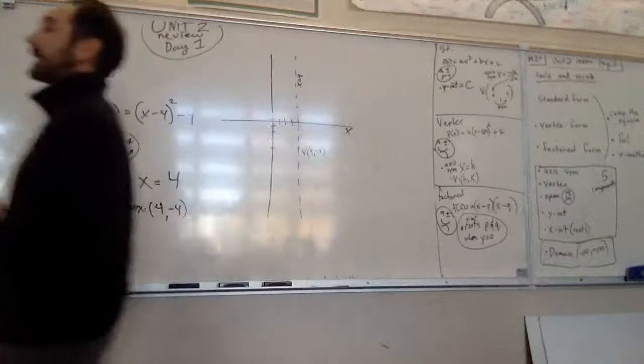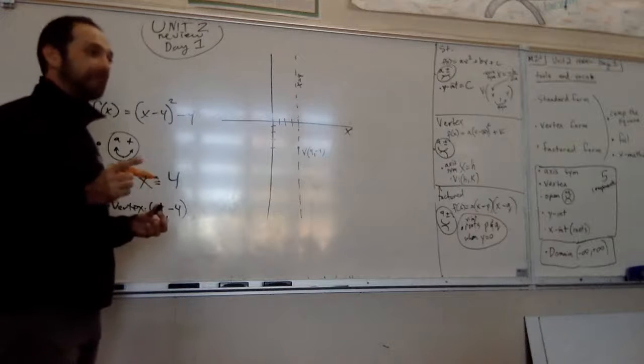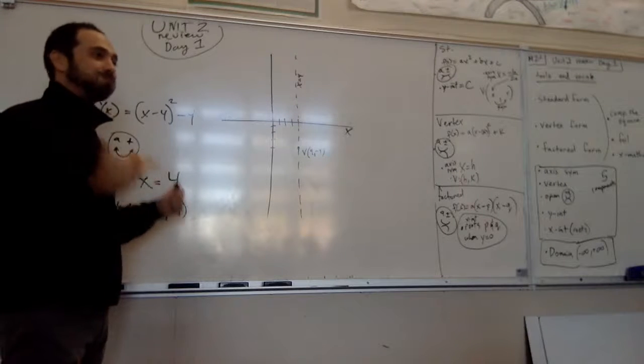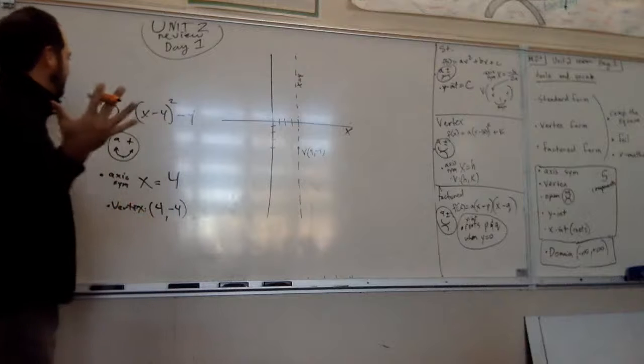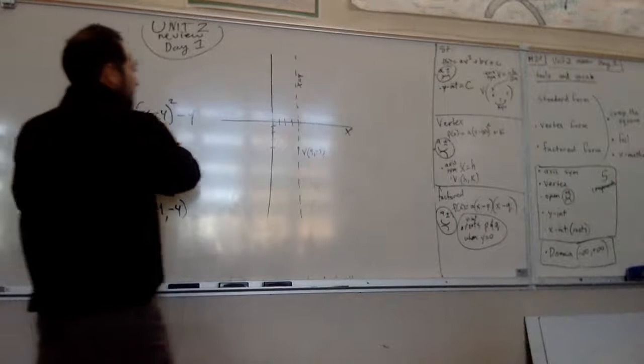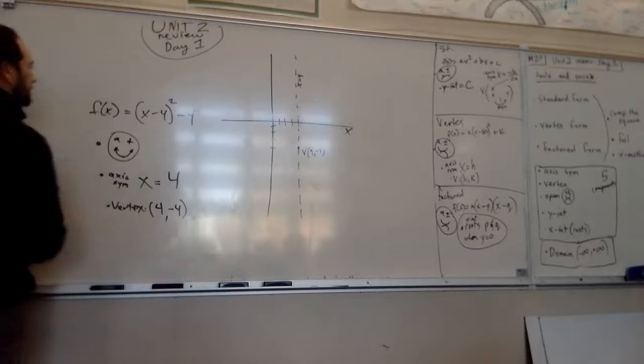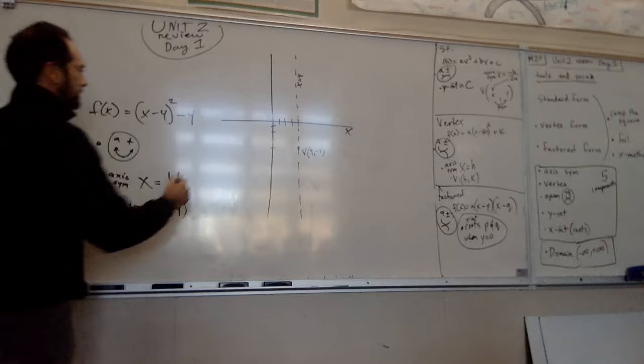What should we do next? Convert the equation to standard form, then factored form, and find the x roots. Perfect. Let's convert this right here. I'll just do it right here.